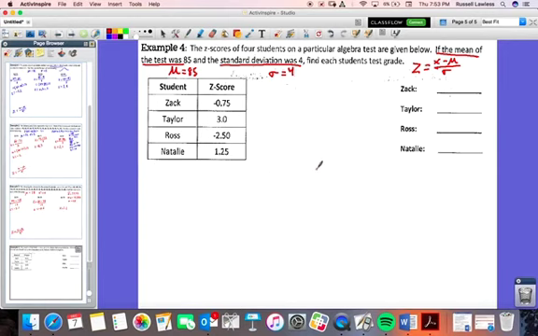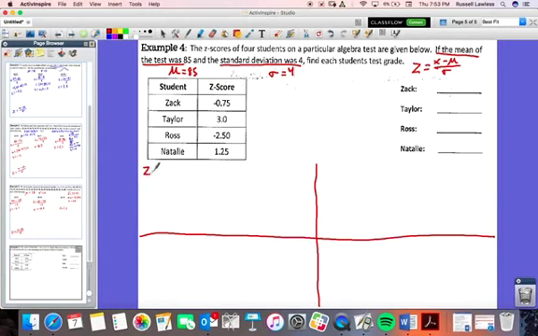So here what we want to do is look at Zach first. We're going to break this up into 4 people. Here we have Zach, and you see that his z-score is equal to negative 0.75. So we're going to set this negative 0.75 equal to x minus 85 over 4. The reason is this: remember that mu is the mean, so we're plugging in 85. The standard deviation is the 4, so we're plugging that in.